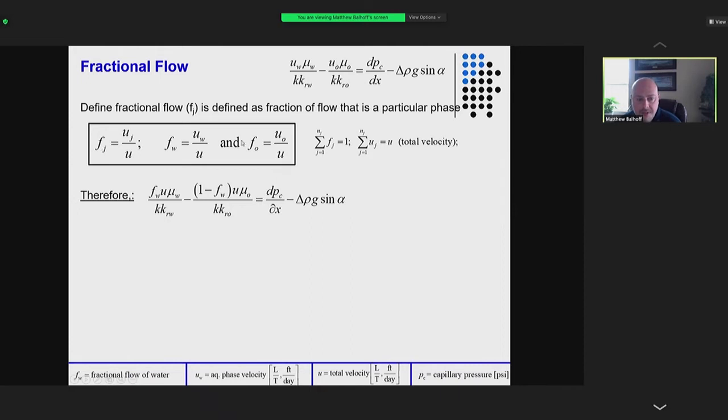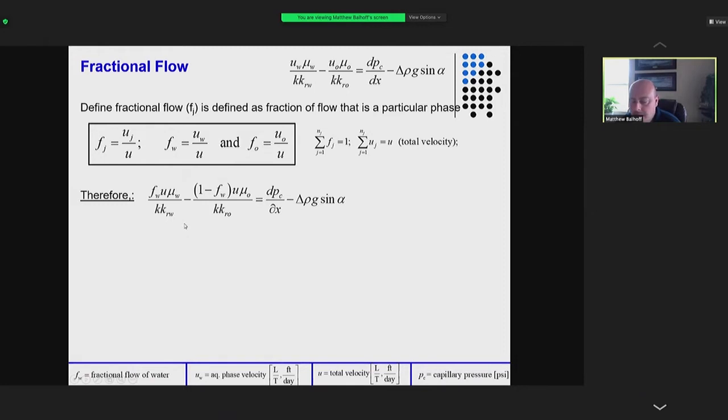But if I use this definition here and I substitute that into the equation I have in the upper right-hand corner, so u_w is just f_w times the total velocity, and u_o is the total velocity times f_o, or 1 minus f_w, because I've only got oil and water, then this equation in the upper right-hand corner becomes the one I've got written here.